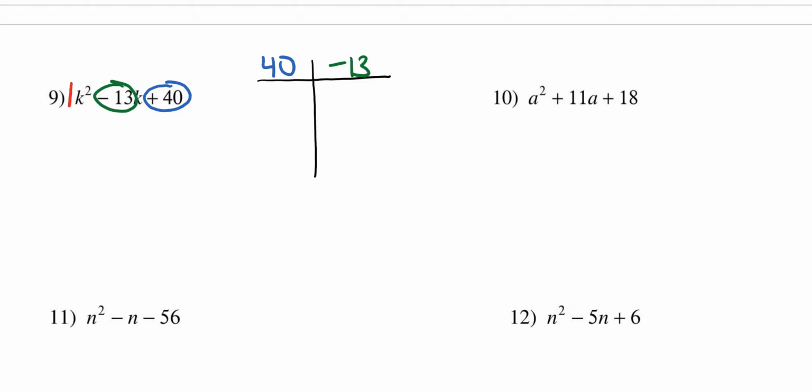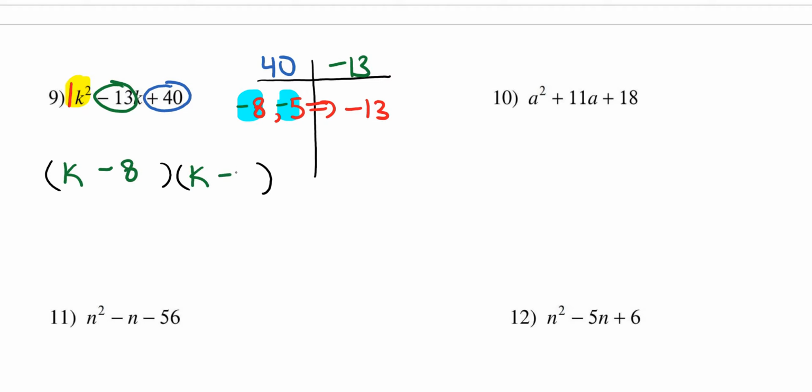Two numbers that multiply to 40 are 8 and 5. 8 times 5 is 40. And in order to get the negative 13, it's best to put a minus sign in front of those two numbers. And negative 8 minus 5 gives you negative 13. All right, so let's set up two brackets here. And since we have a leading coefficient of 1, the variables that we need at the front are k and k. K times k is k squared. And the numbers that we want are negative 8 and negative 5. So this would be (k - 8)(k - 5). And that's how you factor that one.